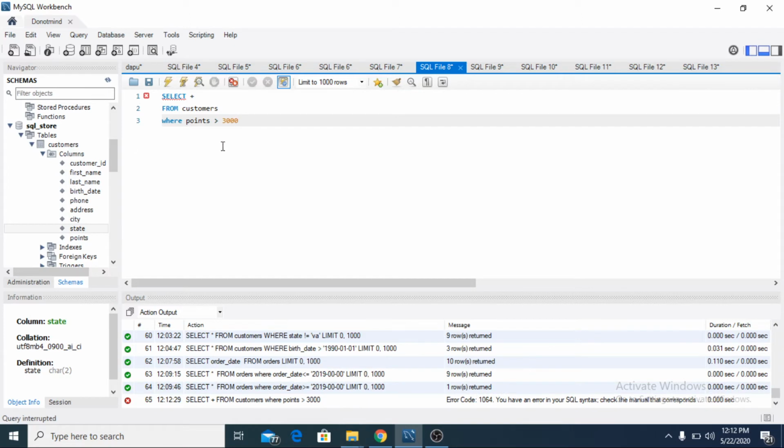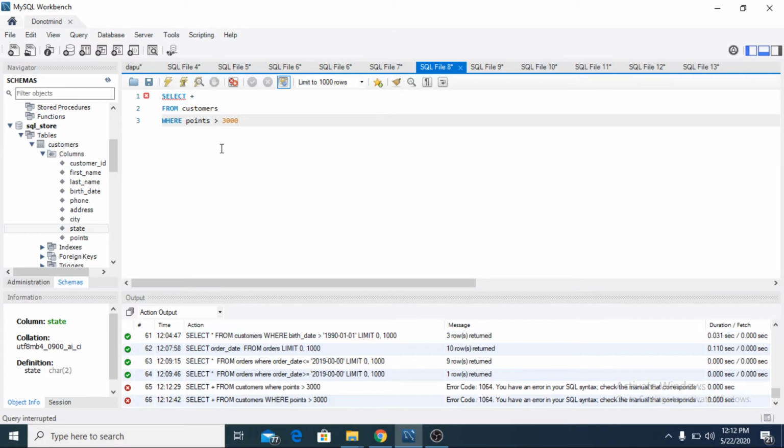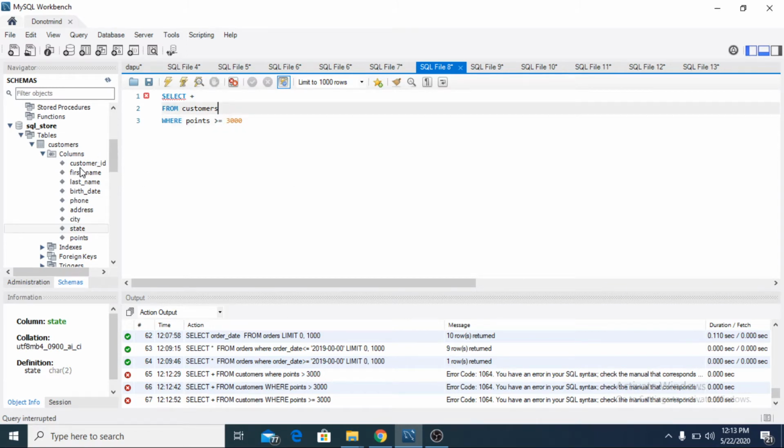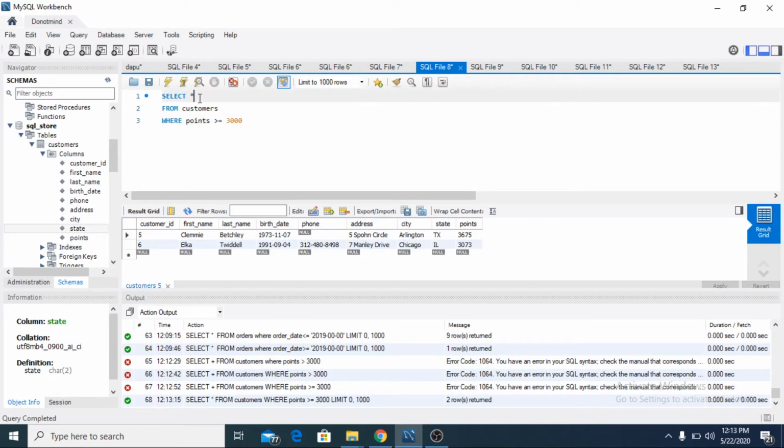Now let's look. Sorry, an error occurs. From customers, where points is greater than 3000. Once more run, you have an error in your syntax. That means points are greater or equal to 3000. Once more the error is showing us. That is one of the very bad things. Greater or equal to 3000. From customers, what is wrong? Select is right. Now let's try. Okay, I think here we used a wrong sign. So look, the answer: points is greater than 3000. So customer ID 5 and 6, we can get more than 3000.